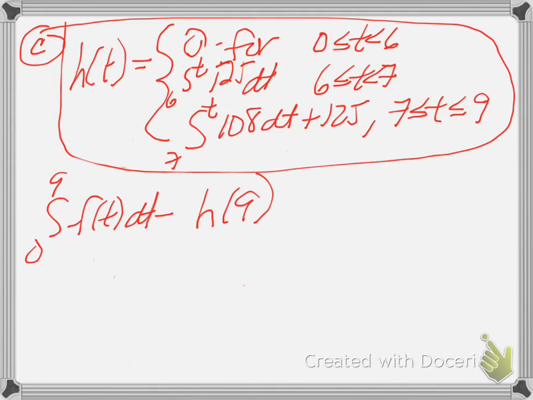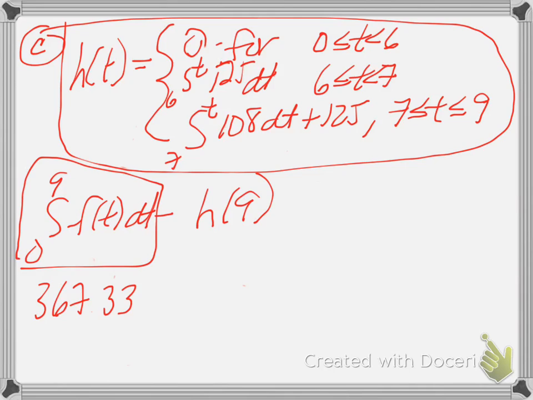Okay, so that's what we need to do. From 0 to 9 of f of t dt, you're just going to pop that in your calculator, and that gets you 367.3346. Minus, well, what is h of 9?